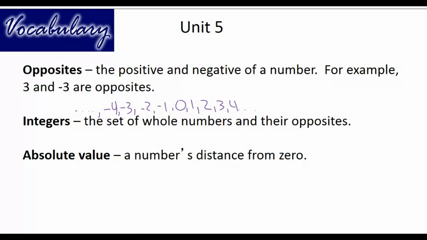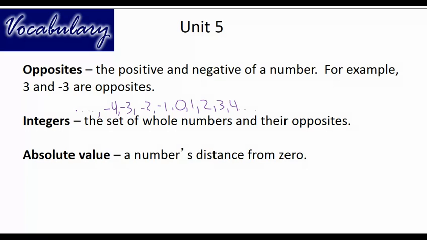When a lot of people hear the word integers, they think negative numbers. Now, integers are not just negative numbers. It's all the negative numbers and positive numbers. But integers don't include decimals or fractions. So it's 0, 1, 2, 3, 4, negative 1, negative 2, negative 3, negative 4. It doesn't include like 2.6 or 1/3 or negative 3/4. It doesn't include fractions or decimals. Integers are just whole numbers and their opposite.